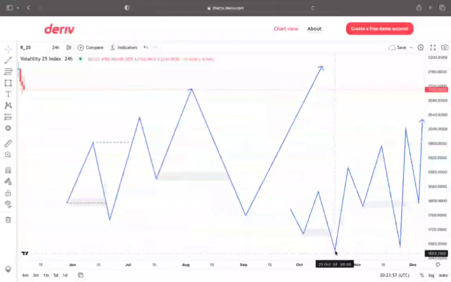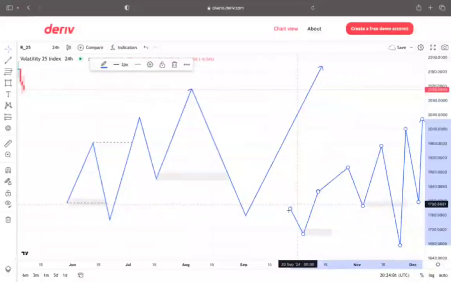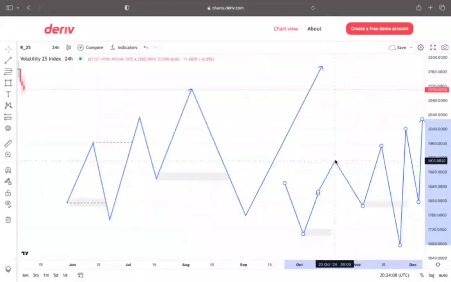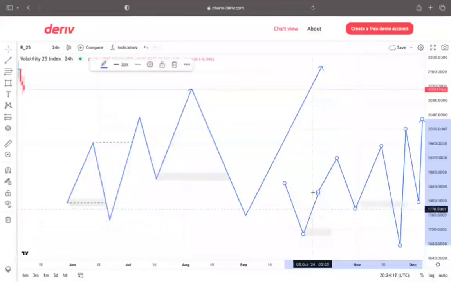Now, this is how this one will look for the first time. This is how it might look, like a break of structure, like this. It might look like this for the first time. And they might want to buy here.